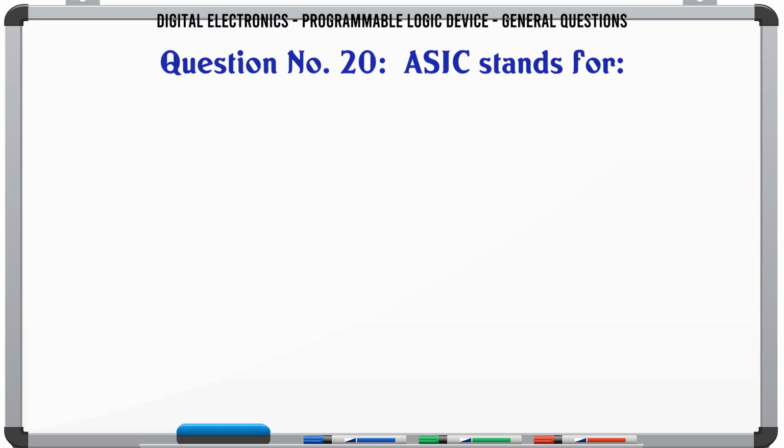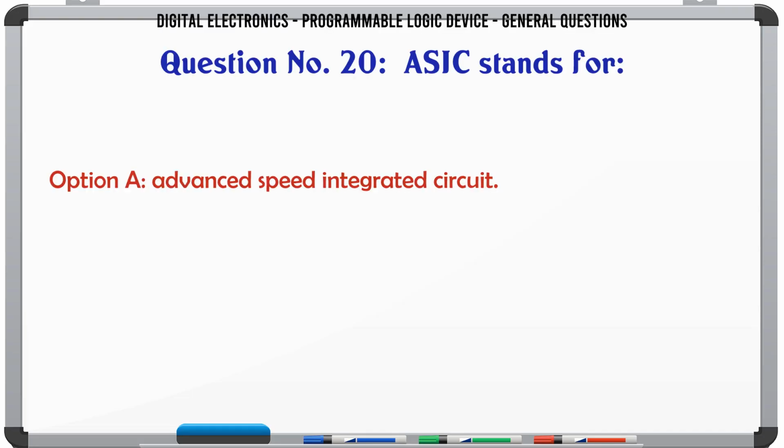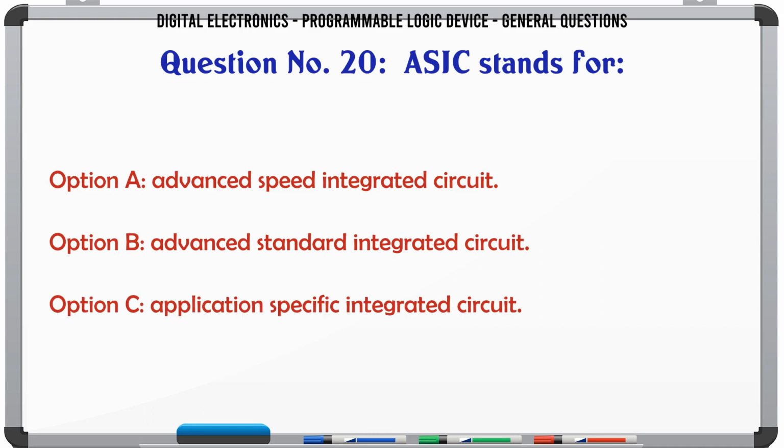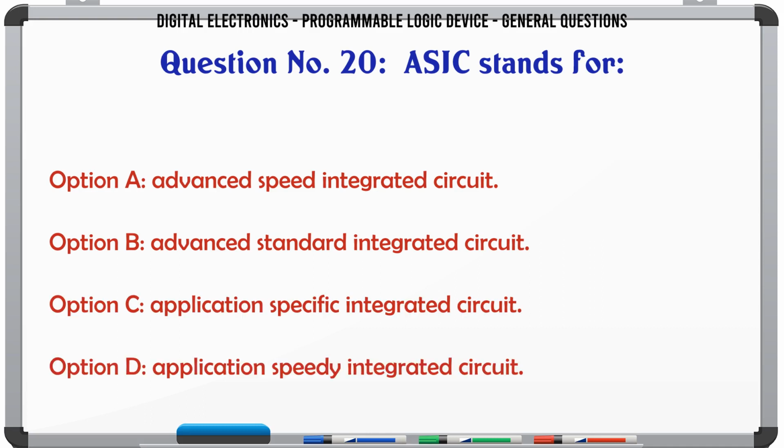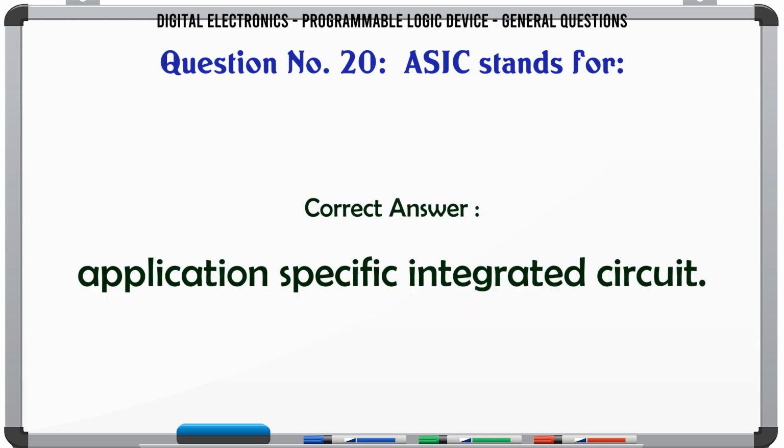ASIC stands for: A. Advanced Speed Integrated Circuit. B. Advanced Standard Integrated Circuit. C. Application Specific Integrated Circuit. D. Application Speedy Integrated Circuit. The correct answer is: Application Specific Integrated Circuit.